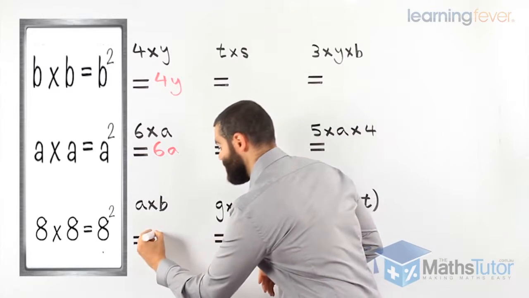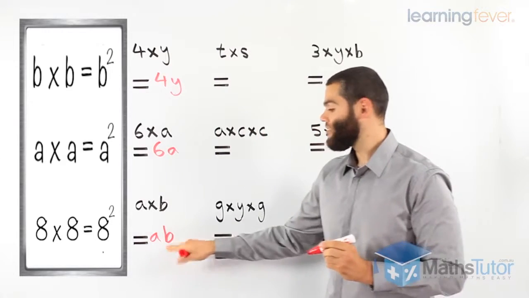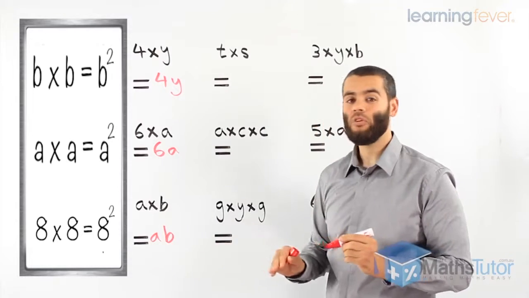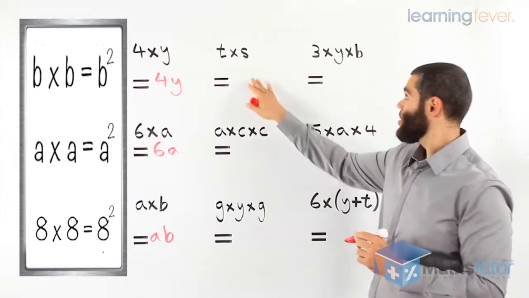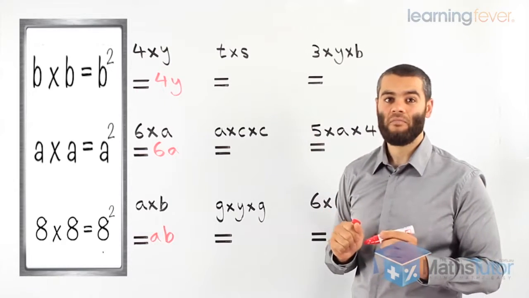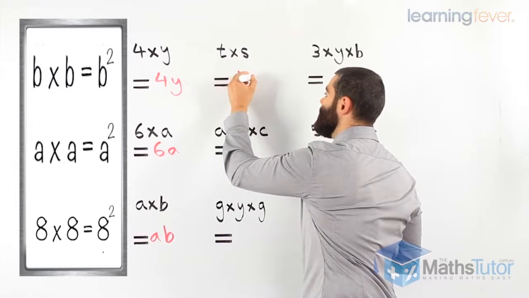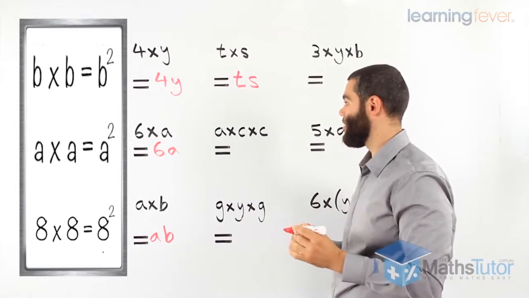A times b, ab. We've written it in a simple form. AB is a times b, but we write it in simpler form. The multiplication sign, we say bye-bye. T times s. T times s, ts. The multiplication sign, once again, gone.